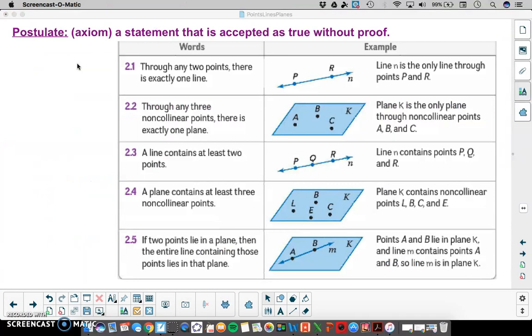As we start to use our undefined terms to define terms, we build our logical arguments in what are called postulates as well, which are statements that are accepted as true without providing any proof. We accept those statements as being kind of common knowledge. And these are the first 5 that we're going to be looking at and using in our class, and I want you to have those in your notes, talking about points, lines, and planes.